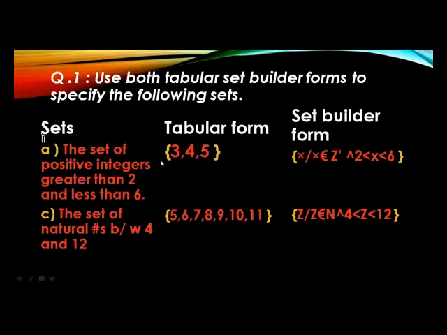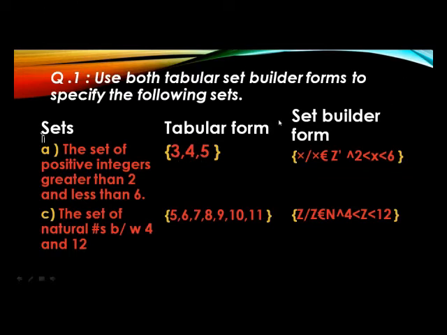In tabular form, positive integers means we are taking positive numbers, and they start with the number which is greater than 2. We know 3 is greater than 2, so we write 3 over here. And for the last number, they say less than 6, which means 5 is less than 6. So that's why we write here 3, 4 and 5. The numbers are separated by commas. This is the descriptive form. We show that in tabular form, meaning in the form of counting.